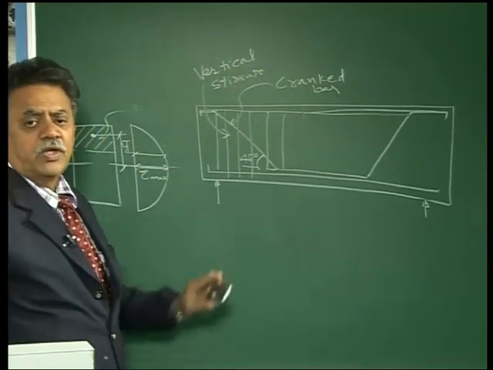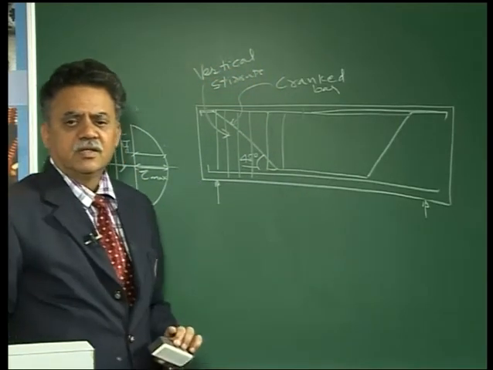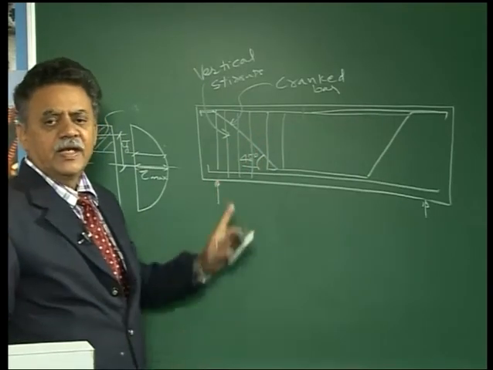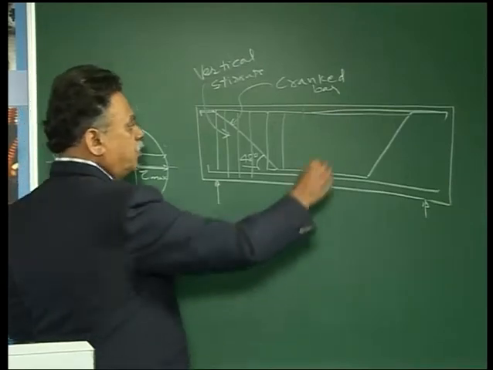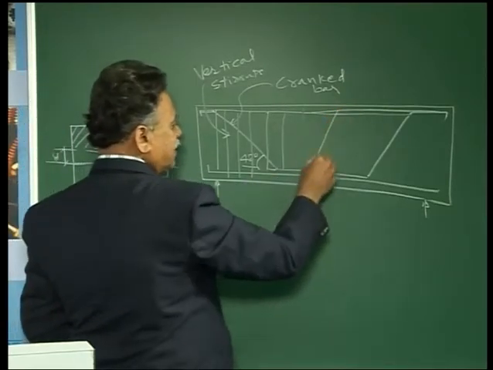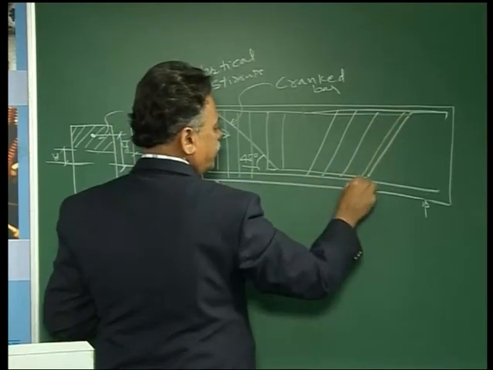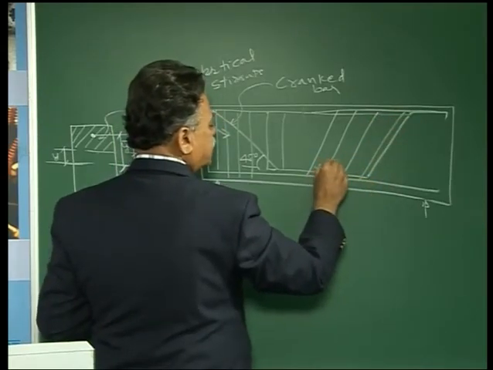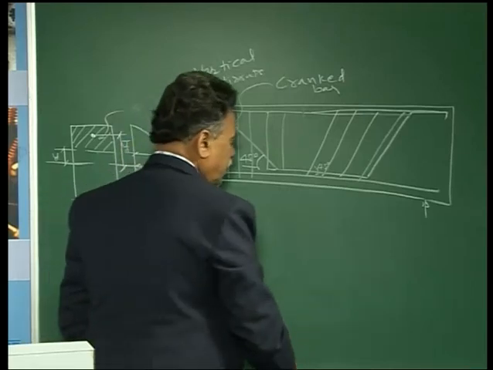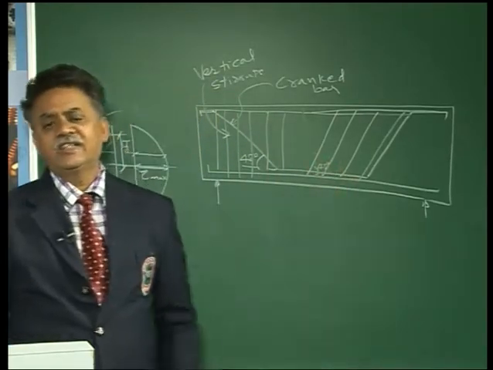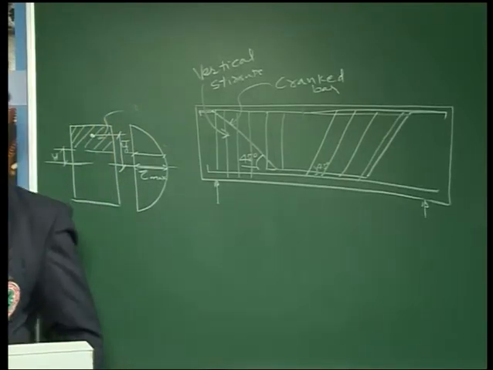So, two types of shear reinforcement I have shown. One is the vertical stirrup and another is the bent up bar. Due to some advantages, sometimes we provide the stirrups in inclined fashion, from 45 degrees to 60 degrees. In that case, it is the inclined stirrup. This is a very special case which we generally don't use.